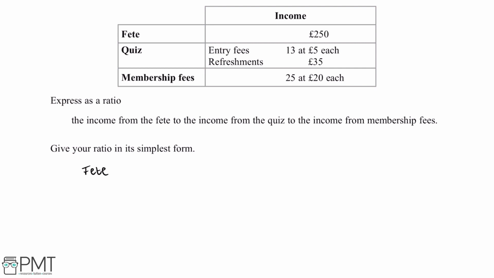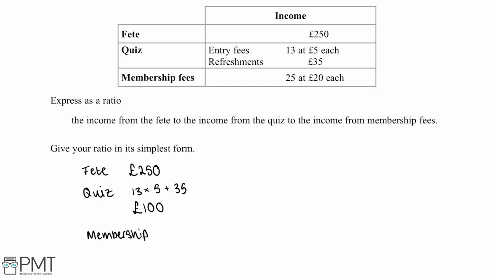So if we start off with the fete, the income from the fete was £250. Next, the quiz. We can see that there's 2 sources of income from the quiz. We have entry fees, in which 13 were bought at £5 each, and then refreshments, which were £35. So in order to work this out, we can do 13 multiplied by 5 plus 35, and we can put this into our calculator, and we should get an answer of £100.